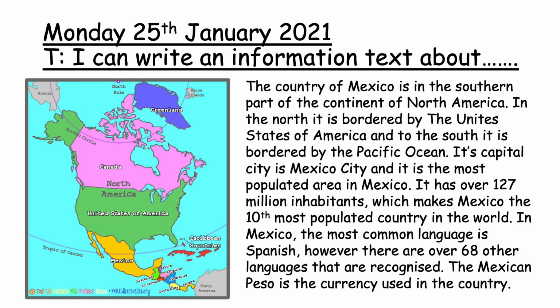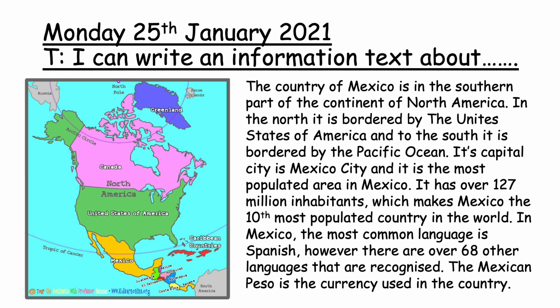I want you to pause the video now, and I want you to write the date and the target. So the date, Monday the 25th of January 2021, and the target, I can write an information text about, and then you put your country name. Okay?